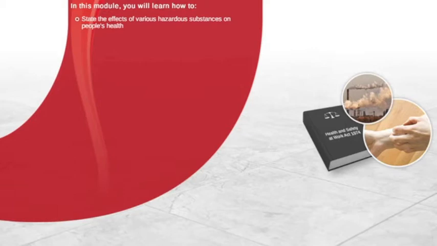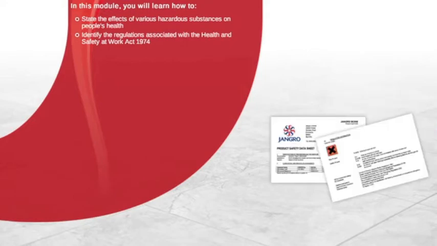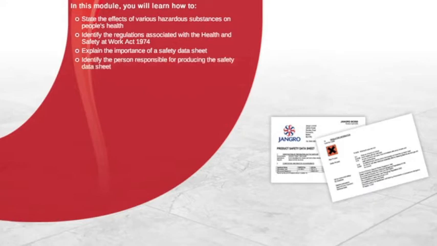You will also learn about the Health and Safety at Work Act 1974 and the associated regulations, as well as about the various hazardous substances covered by these regulations. In the second section, you will cover the need for and importance of a safety data sheet. You will learn about the person responsible for producing the safety data sheet and its components.